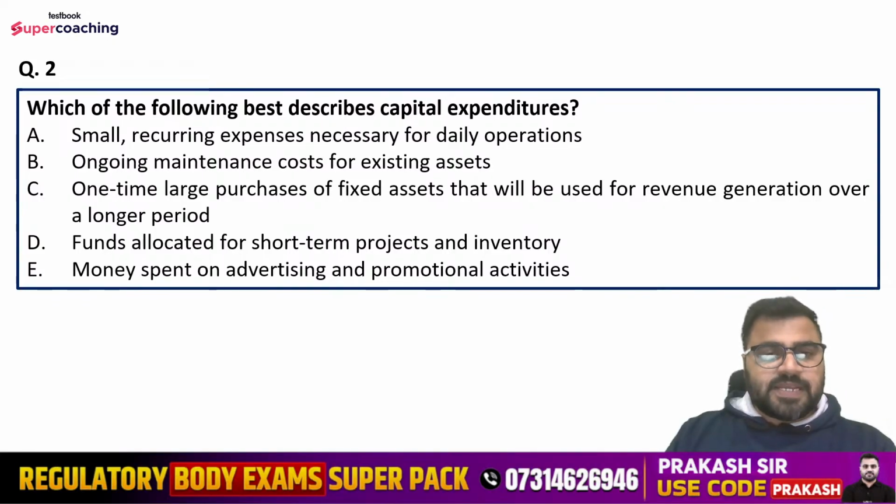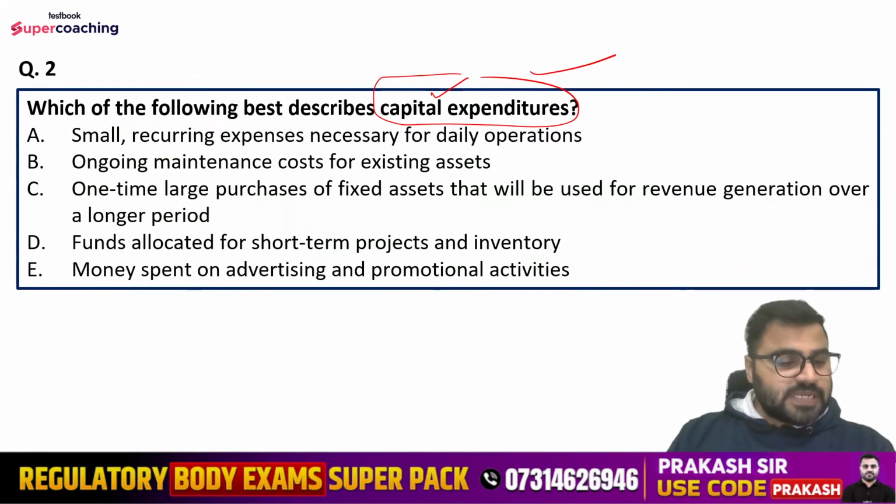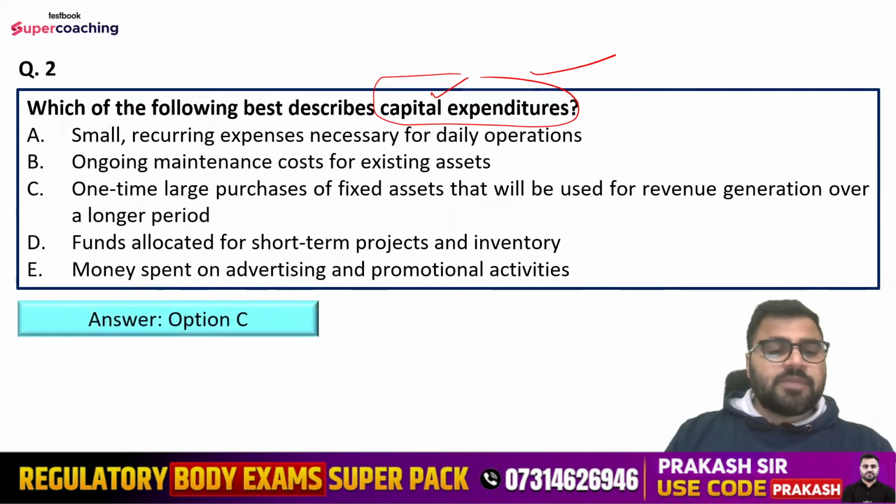Yes, tell me guys, we are talking about this time, we are talking about the capital expenditure. So what do you think? What can be the right answer here for this question? That is question number second. I'm waiting for a reply. Do let me know. So right answer is option number C here. That is one time large purchases of fixed assets that will be used for revenue generation over a longer period.